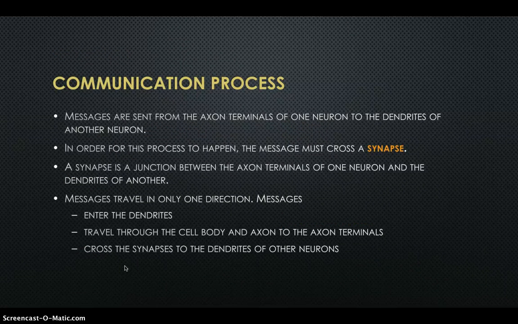So how does the neuron communicate? Messages are sent from the axon terminals of one neuron to the dendrites of another neuron. In order for this process to happen, the message must cross a synapse. A synapse is a junction between the axon terminals of one neuron and the dendrites of another. Messages travel only in one direction. Messages enter the dendrites, travel through the cell body and axon to the axon terminals, and cross the synapses to the dendrites of other neurons.